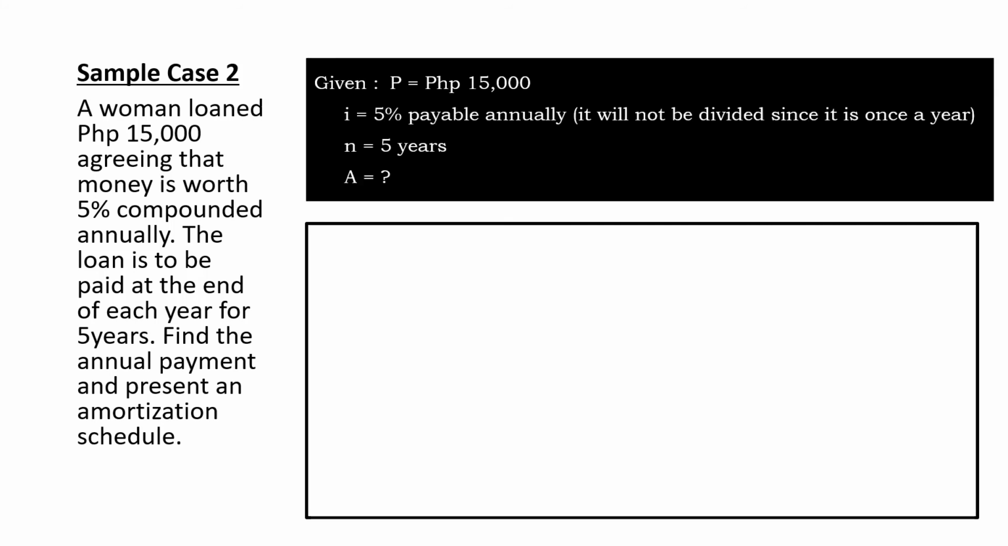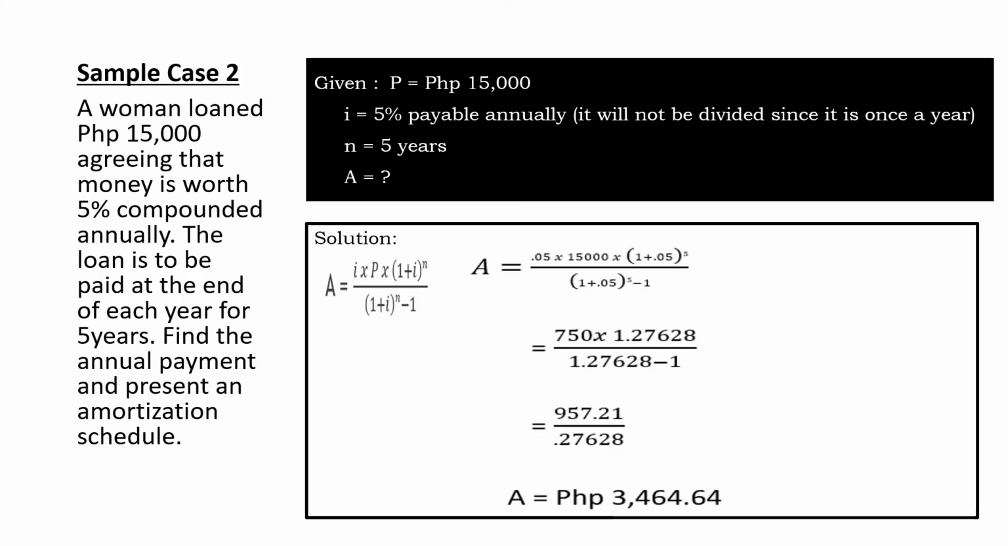So the given, the principal is 15,000 pesos. Our interest rate is 5% annually. So it will not be divided since it is annually. It is only once a year. Our N is 5 years and we are looking for the amortization payment. So the solution is using this formula.